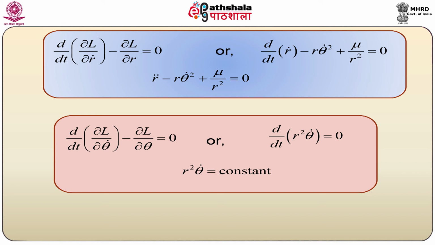Let us obtain the Lagrange's equation of motion corresponding to the theta coordinate, which is d/dt of del L del theta dot minus del L del theta equal to 0. Substituting del L del theta dot and del L del theta, we get this equation. Please note that as L is independent of theta, del L del theta vanishes. That is why we get only the first term. Substituting del L del theta dot, we get this one, which on integration gives r square theta dot equal to constant.